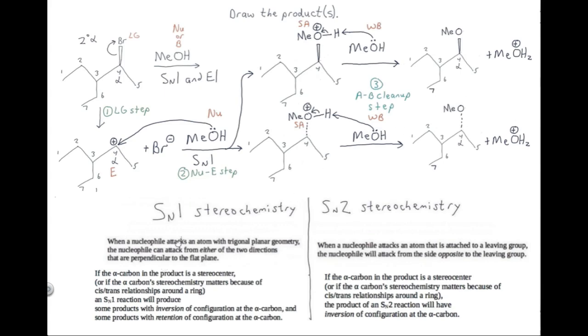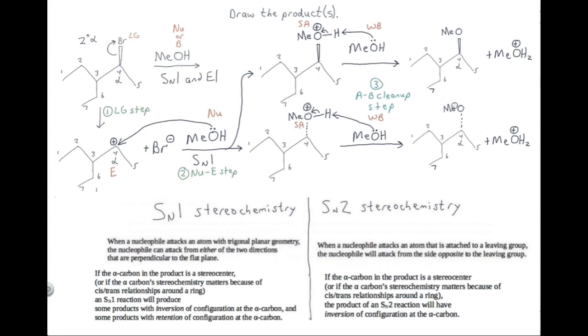Well, in that case, an SN1 reaction produces some products with inversion of configuration and some products with retention of configuration. We would say this product has retention of configuration because the oxygen is on a wedge, the same place that the leaving group started. And we would say that this product has inversion of configuration because the oxygen is on a dash, an inverted configuration to where the bromine started.